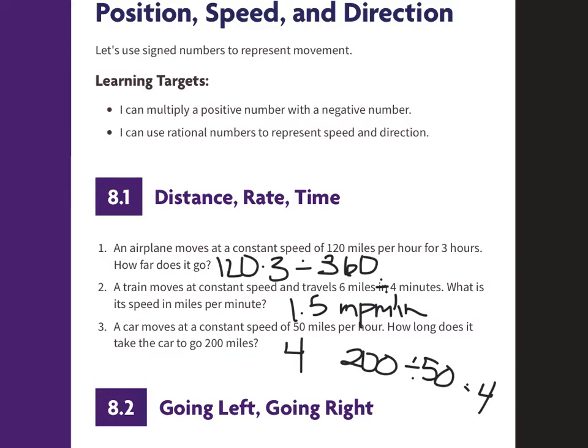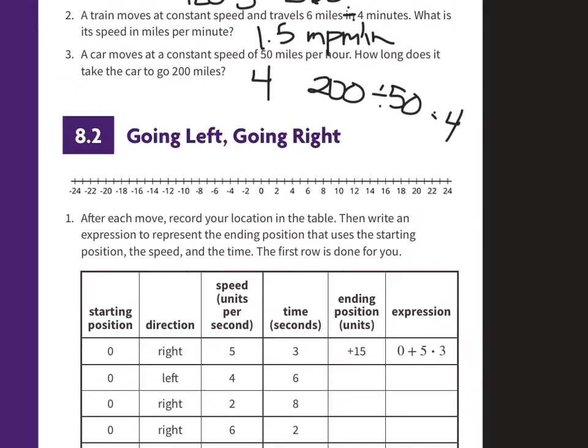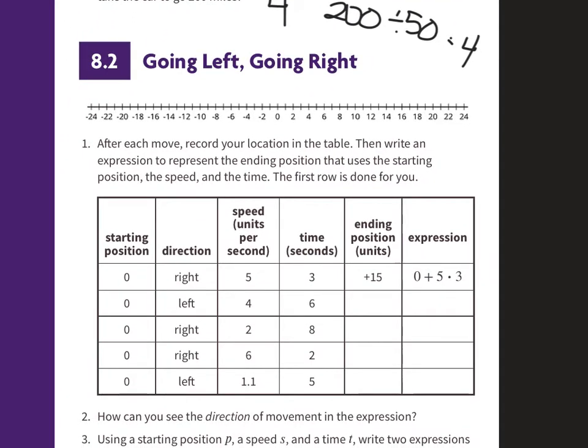Okay, so if we turn the page, going left, going right. After each move, record your location on the table. Then write an expression to represent the ending position that uses the starting position, the speed, the time, and the direction. The first row is done for you. So we start at 0. We move right 5 for 3 seconds.